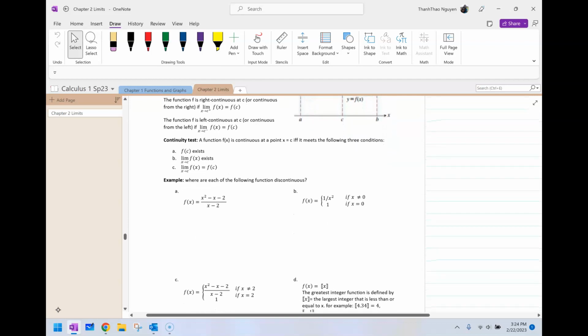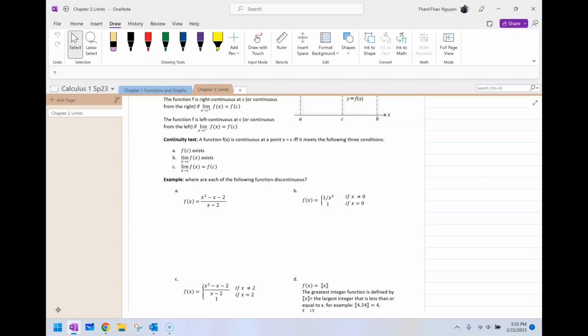We have a test for a continuous function, and if a function is continuous, it has to meet the three following conditions. The value of f of c exists, the limit as x approaches c of f of x exists, and these two values are the same: the limit as x approaches c of f of x is the same as the value of the function at c.